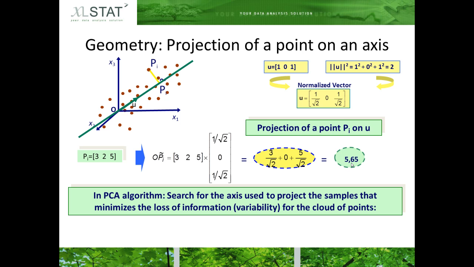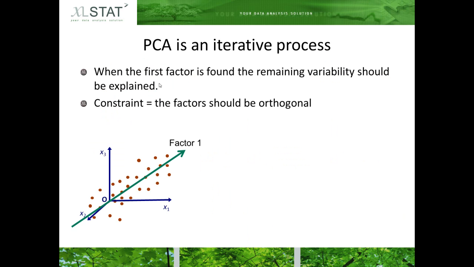So we look for the axis to use to project the samples, but we don't take any of them. We just take the one that minimizes the loss of information or variability for the cloud of points. So doing that means that we are trying to get this distance, the point to its projection, as small as possible. So that is this equation. We can also do it and say that we try to maximize the distance from the origin to the projection. So if you maximize that, in the same way, we are trying to get the most of the variability with our vector.